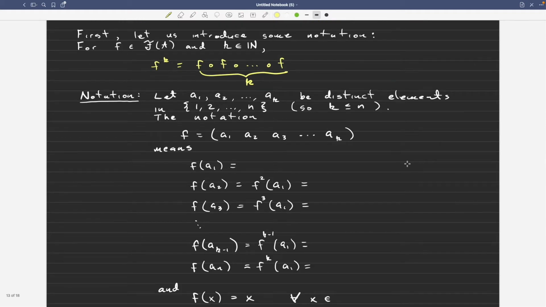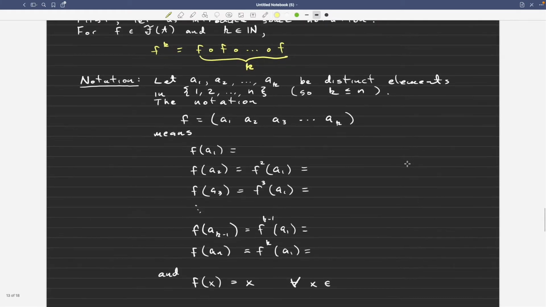And now here's where we're going to do cycle notation. So first of all, the setup is that we have a1, a2, through ak, all distinct elements in 1 through n. So this is just a subset of 1 through n, okay? Now if those things are distinct, there's got to be less than or equal to n of them. So k is less than or equal to n here. And then now we use this notation that f equals, open parentheses, and then there's just a list. Notice that there are no commas either. It's just a1 and then space, and then a2 and space, and a3. So without any commas there, just spaces.